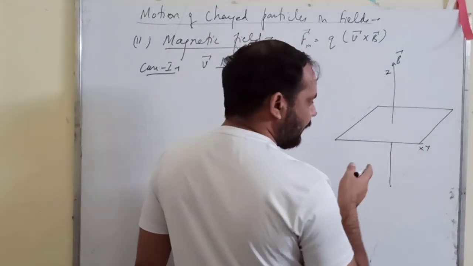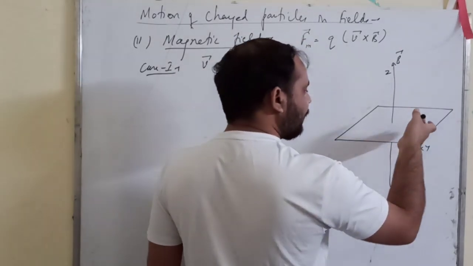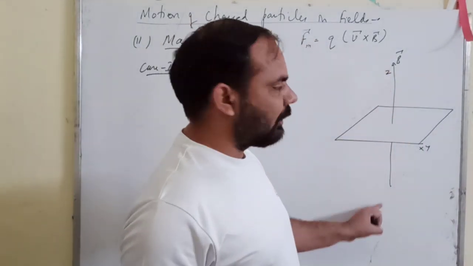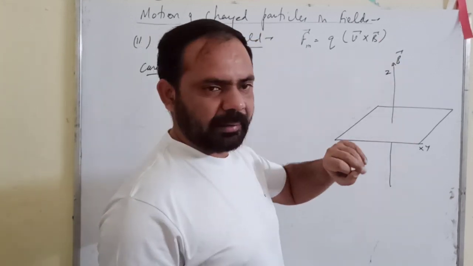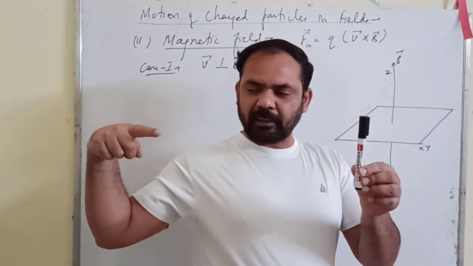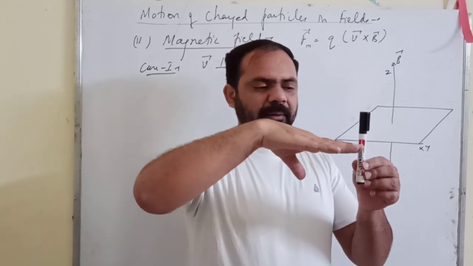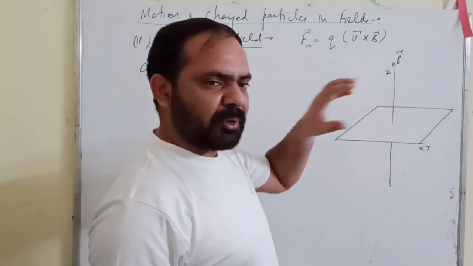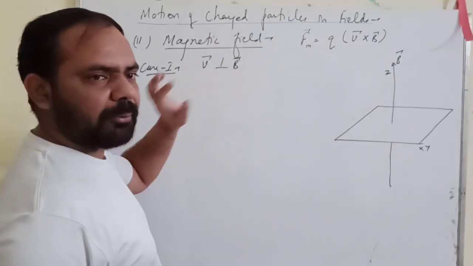Okay, the charged particle enters the magnetic field in such a way that its direction of velocity is perpendicular to the direction of magnetic field. Suppose this is the direction of magnetic field and the charged particle comes like this. So you can see that the direction of velocity is on a plane like this. So this plane is perpendicular to the magnetic field. So the charged particle is entering in such a way that its velocity vector is perpendicular to the magnetic field.